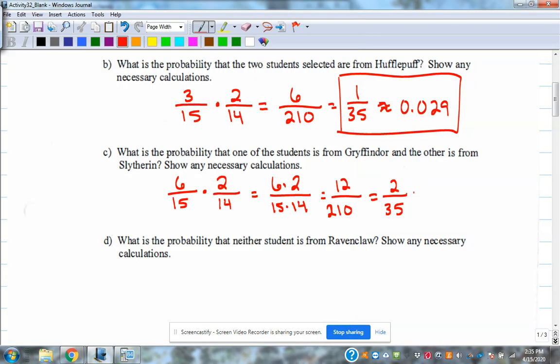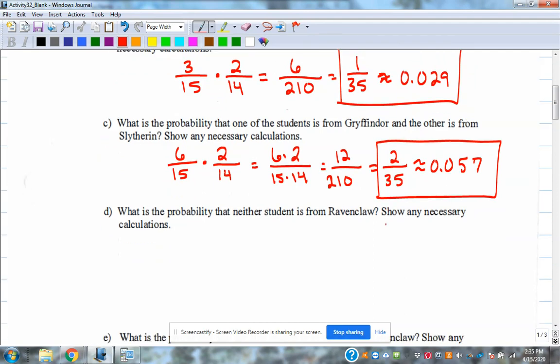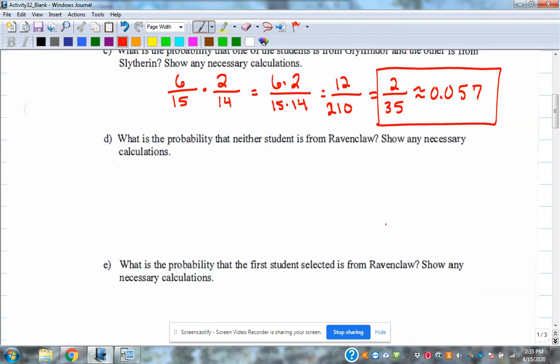0.057. Again, reduced fraction and decimal to 3 decimal places. What's the probability that neither student is from Ravenclaw? So show any necessary calculations. Okay, so neither of those can be from Ravenclaw.